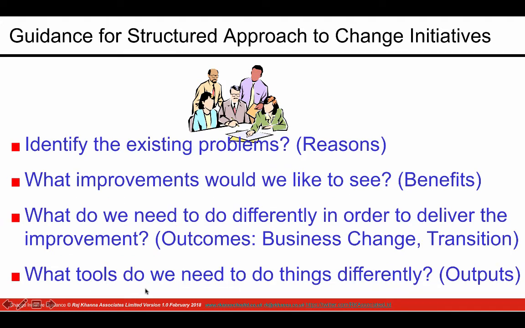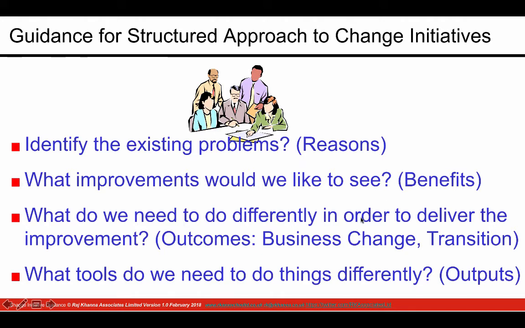In terms of terminology, the existing problems are the reasons, and they are found in our business case. The improvements we like to see at high level would lead to the development of our vision statement, the end goal of the program, and more detailed work takes place from the vision to identify the measurable benefits. The keywords in here are increase and decrease.